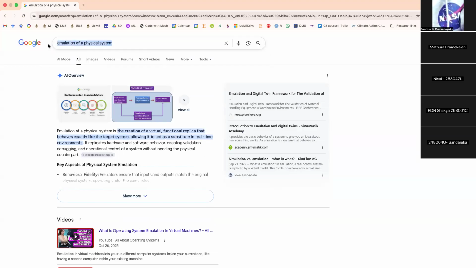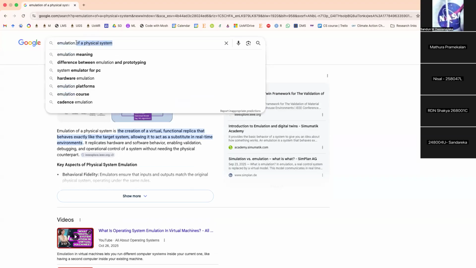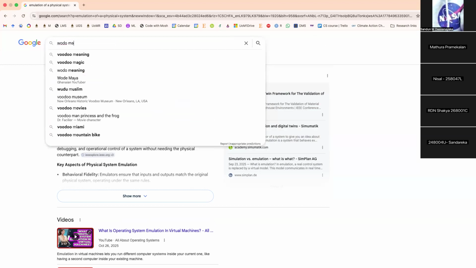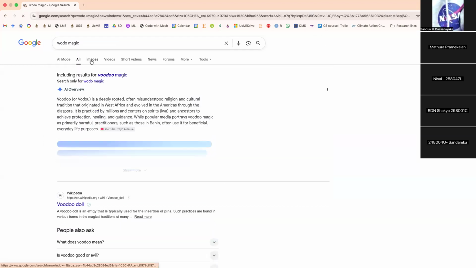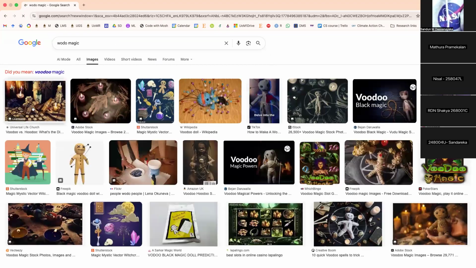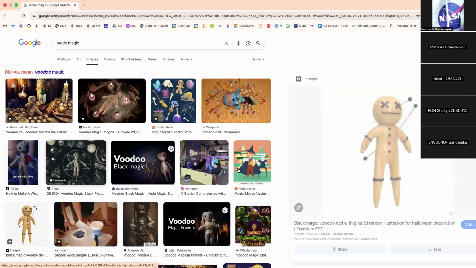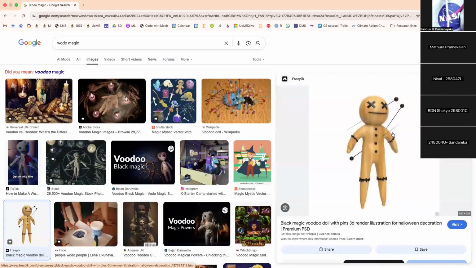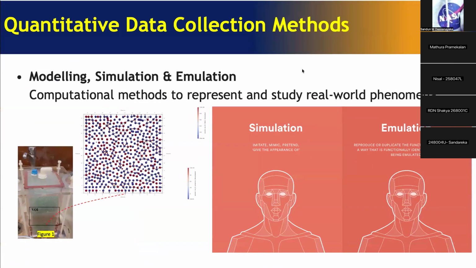So if you want to remember what an emulation is, it is like this. You have seen voodoo magic, right? If you were in love with someone or you wanted someone and that person is no more, you have a doll exactly like him, and then you do things. And this is theoretically functionally similar to what you want, so that's the idea. I mean, it's not the idea, it's voodoo magic, but the idea of emulation is like that.